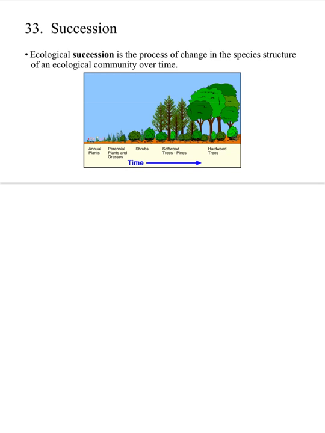Another term you should know is succession. It's a process of change. You can have primary succession and secondary succession. Primary succession occurs in land where nothing has ever grown before. Secondary succession occurs after a disaster and it's regrowing back to its stable state.